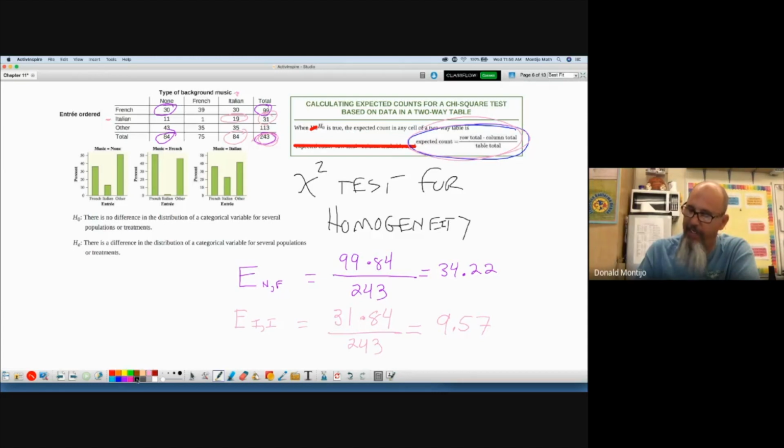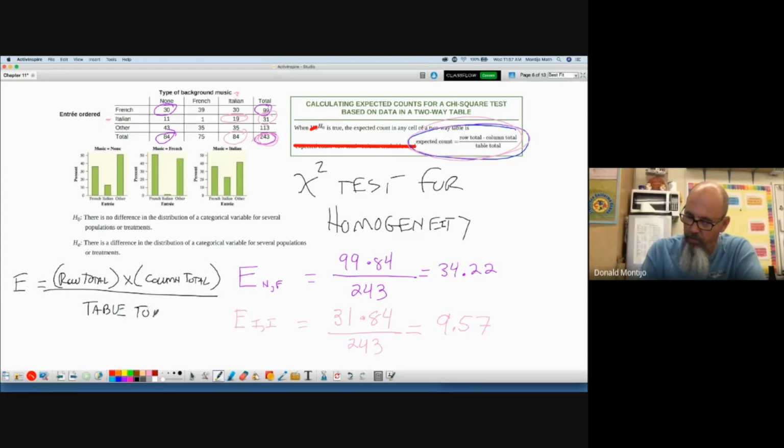So that's how we take care of this expected count for a two-way table, a test for homogeneity, and we'll see soon we'll also have a test for association or independence. So again, the expected count for a two-way table is row total times column total divided by table total.